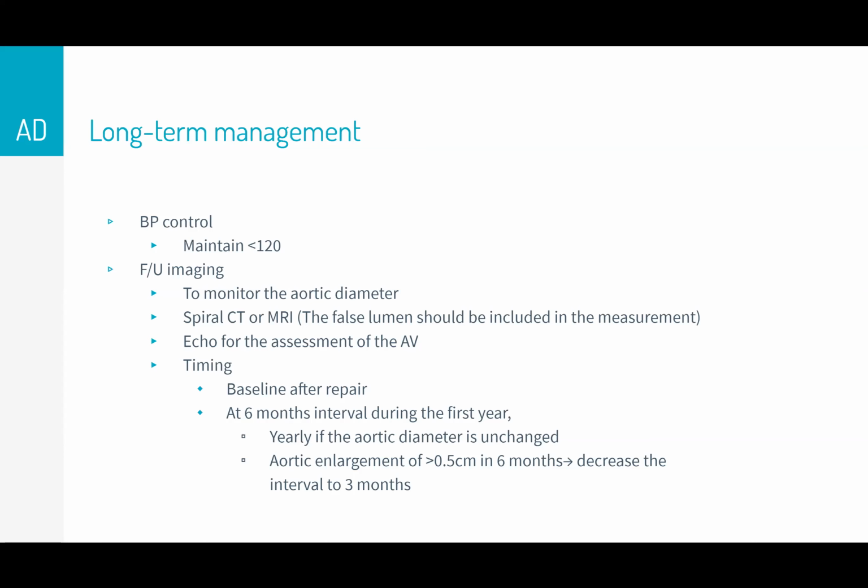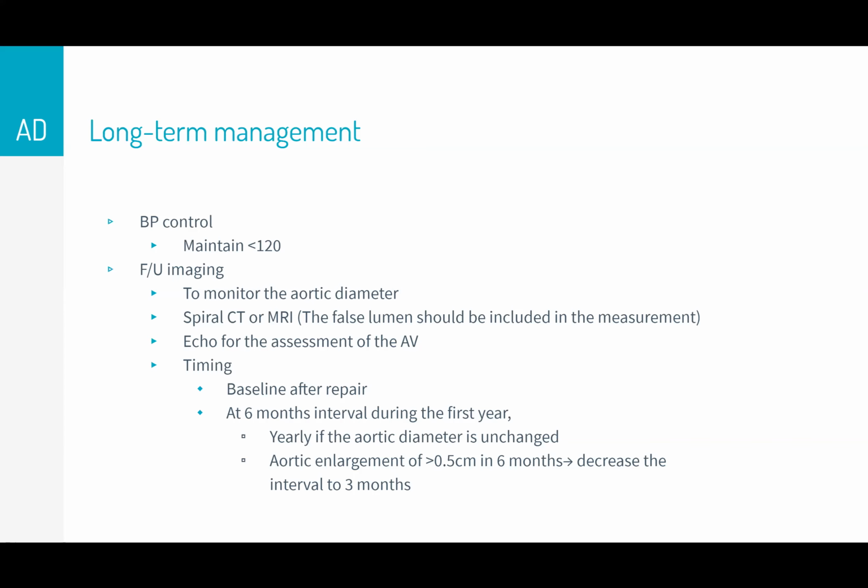Also, you can do an echo to assess the aortic valve. The timing of these imaging routines, you will do them first at baseline after repair, then at 6 months. This is what is mentioned in the book. In the book, it says at 6 months interval during the first year. So the first year you do it after 6 months, and then at the end of that year. If the aortic diameter is unchanged, you would do it yearly. If the aortic enlargement is more than 0.5 centimeters in 6 months, you will decrease the interval to 3 months. So you'll do it every 3 months.